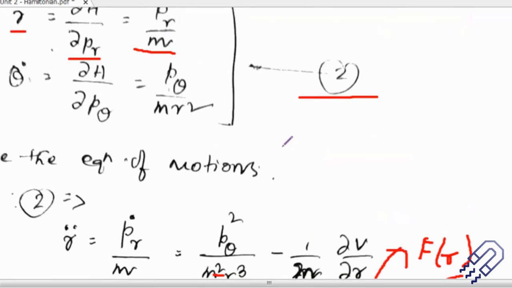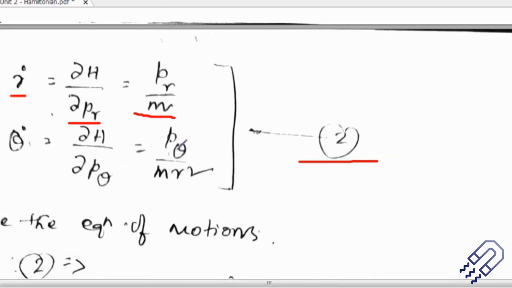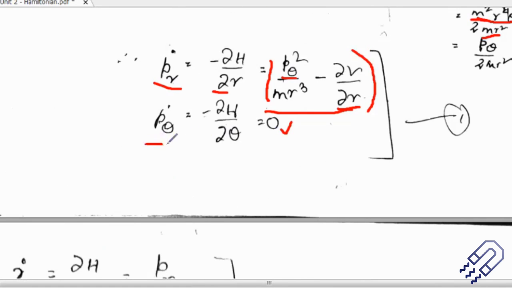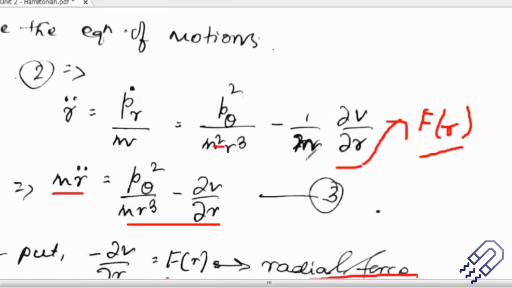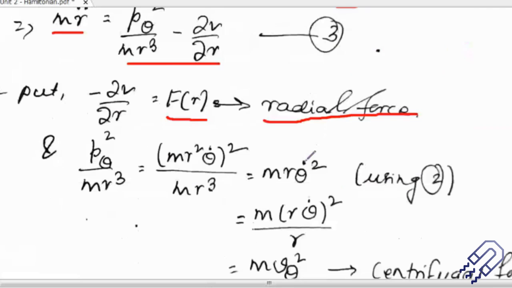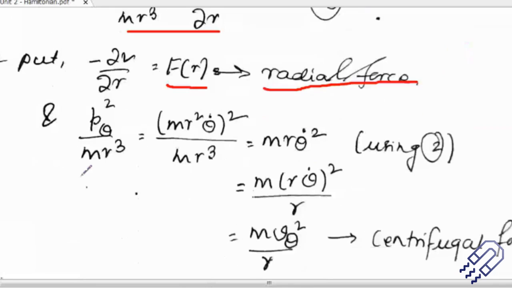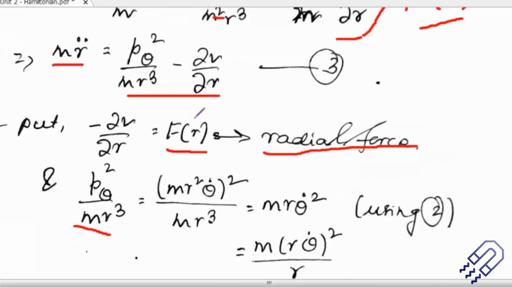So where do we have p theta? You see this. This is p theta square divided by m r cubed. You can replace it here, and you can take it from here. So I think you can do it. It's not very complicated. So when you do it, p theta square divided by m r cubed, which is here. Why are we doing it? Because we want to take it here. So p theta square, as I told you, is nothing but (m r square theta dot) whole square divided by m r cubed, and then you can do your cancellation. You simply get m r theta dot square.